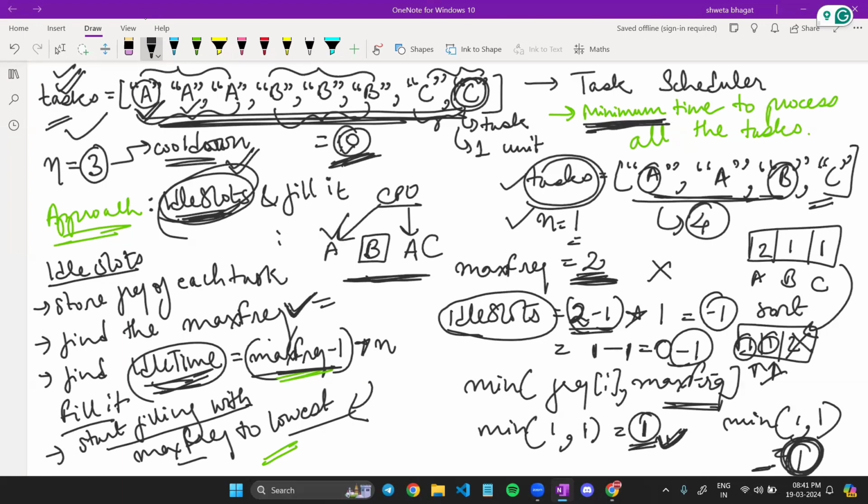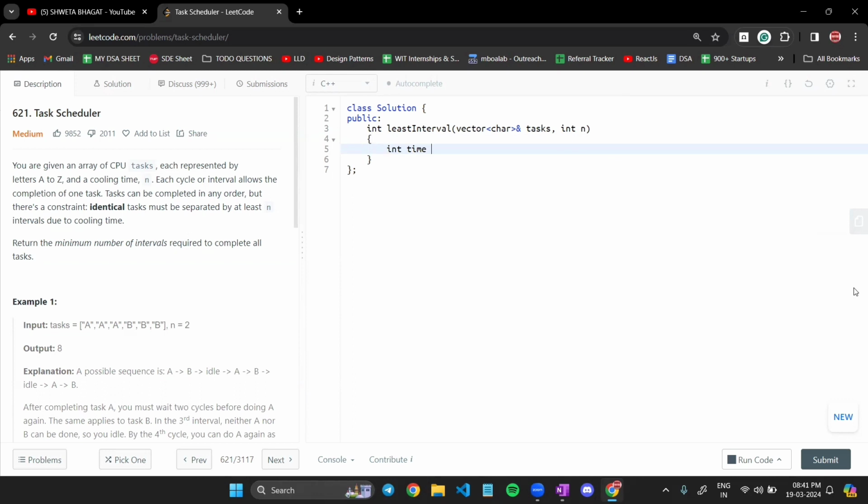We can see that it's 1, 2, 3, 4. Correct? So now we are done with this approach. So let's quickly code this. We will start by taking a variable time, which would be initially 0. This time represents the minimum amount of time that would be required to complete all the tasks.